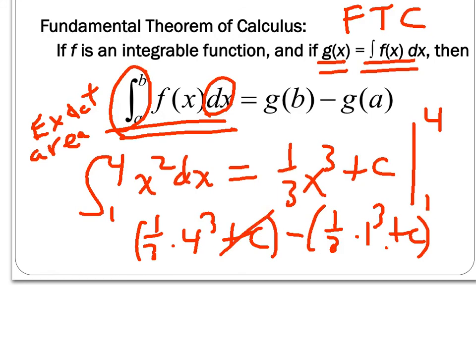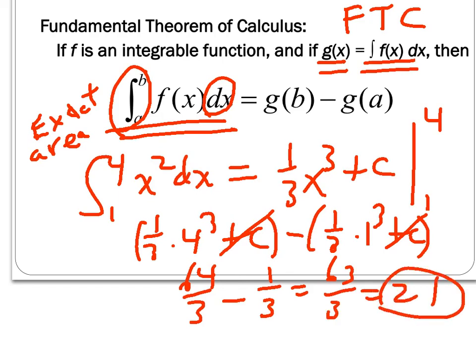First thing I note is the c minus c does cancel. 4 cubed is 64 over 3, minus 1 cubed times 1/3 is 1/3. Well, 64 thirds minus 1/3 is 63 thirds, which turns out to be 21. And this is the exact area under the curve of x squared from 1 to 4. This is how you evaluate definite integrals, coming up with an exact answer, a lot easier than using Riemann sums or trapezoids or any of those other methods.